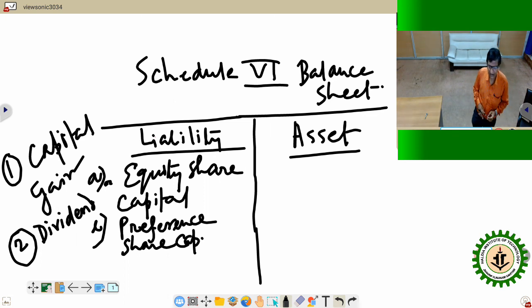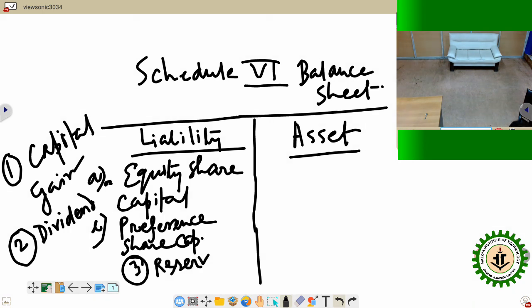Now, the third property, that is reserves and surplus. Reserves and surplus. That is the third property.